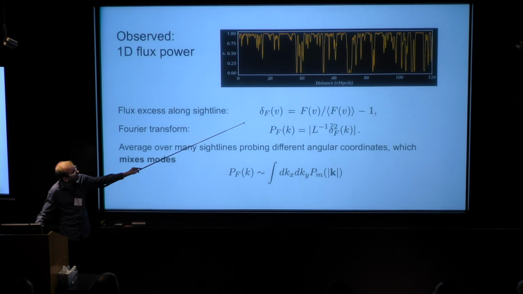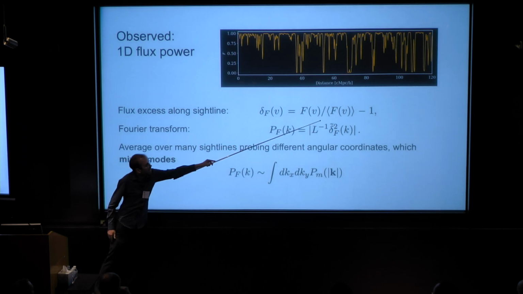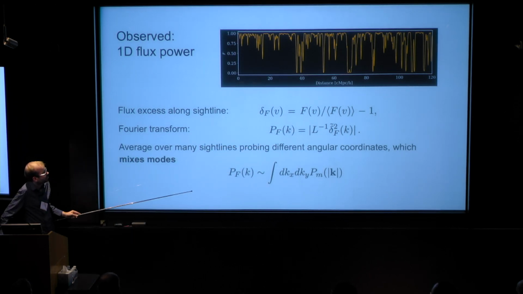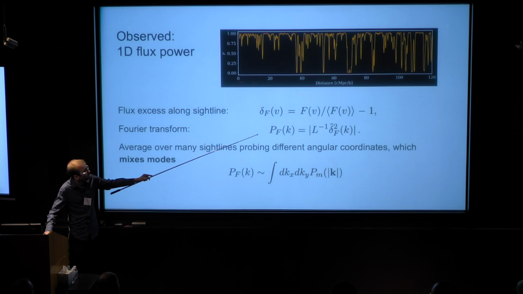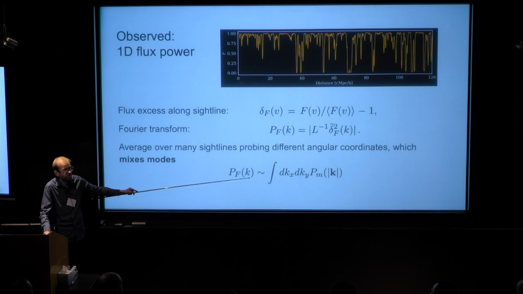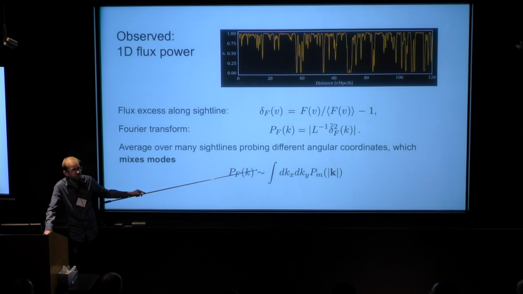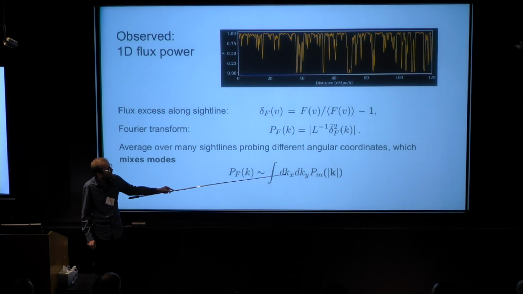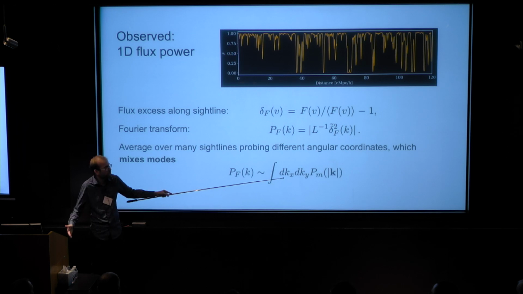What we do is we take the flux excess along the sight line, dividing out by the mean absorption so that we don't have to worry about continuum fitting. We Fourier transform along the sight line, and then we have a whole bunch of Fourier transform sight lines, and we average them. So this is important because if you are a cosmologist, when you think of the matter power spectrum, you have a certain intuition for how it works. And in particular, you think that all the modes are uncorrelated.